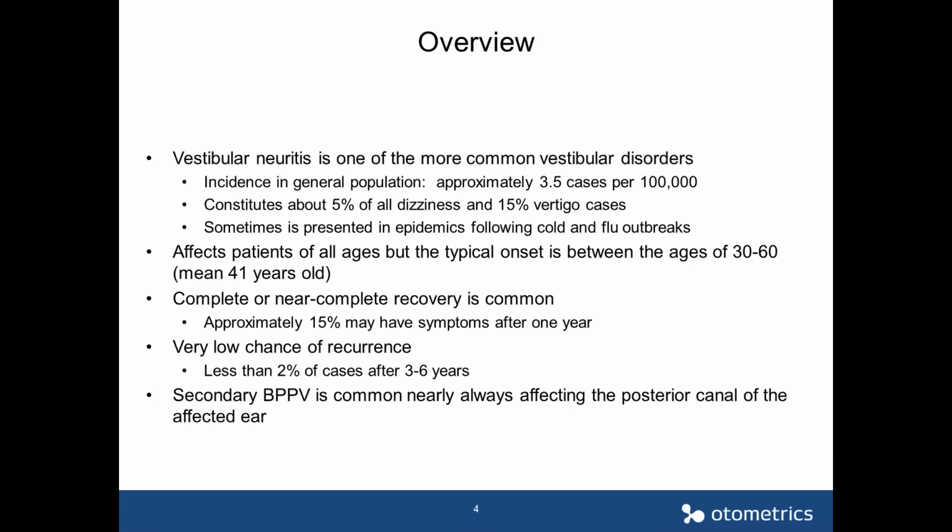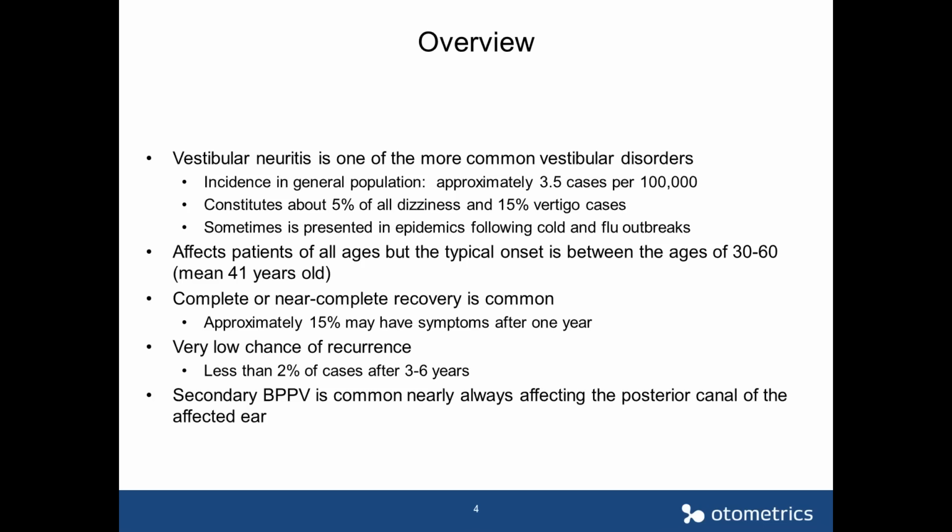In some cases, you will run into this in epidemics. So you see in the emergency rooms several people coming with dizziness, and that usually follows a cold or flu outbreak for a few weeks. This can affect patients of all ages, but the typical onset is about 30 to 60 years old, with the mean age of 41 being the most common.